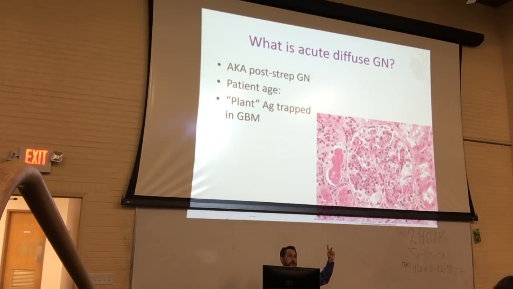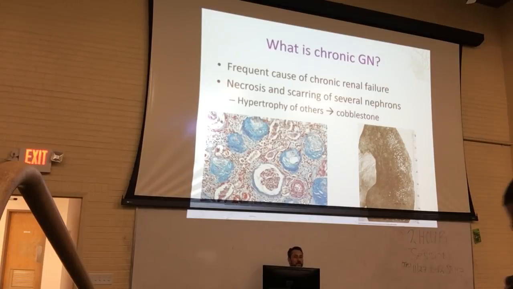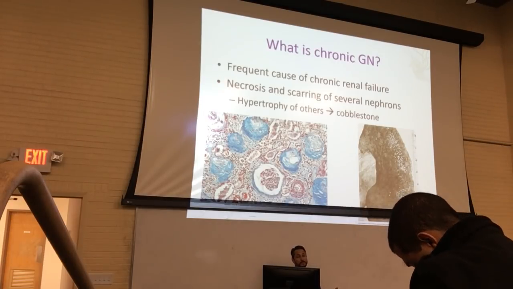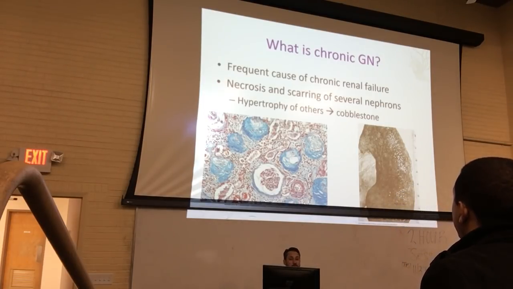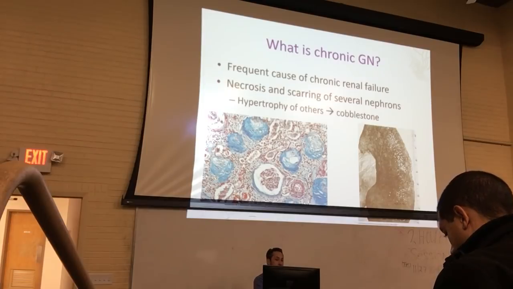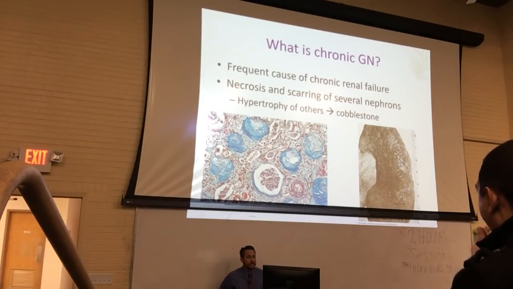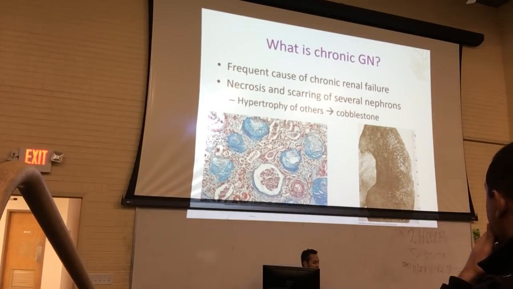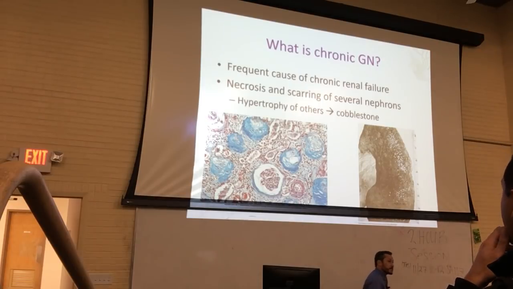Now, if this goes unchecked and the patient isn't treated, it can progress to chronic glomerular nephritis long term. This is the most frequent cause of chronic renal failure. You've got several nephrons that are destroyed, and you get tremendous scar formation, or scar tissue, that takes place.